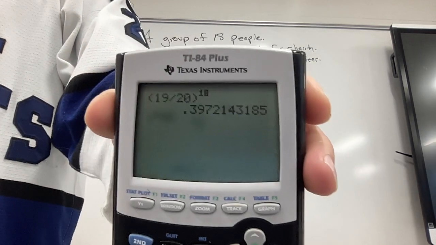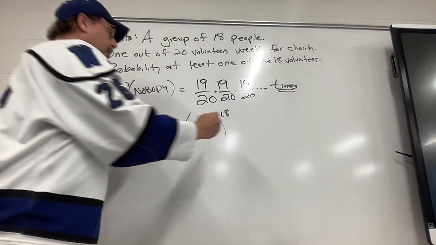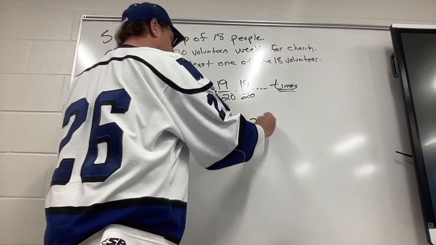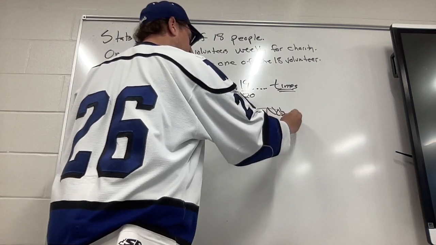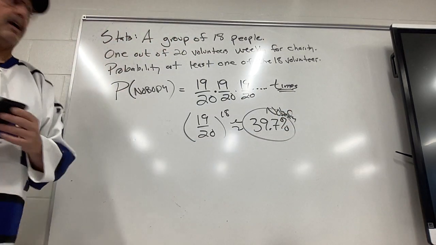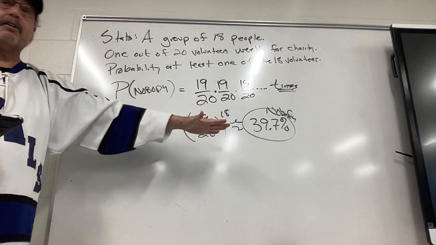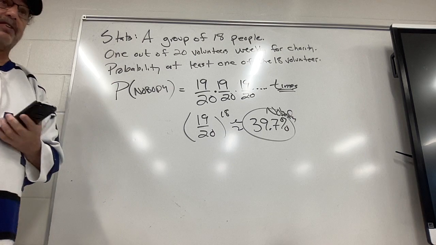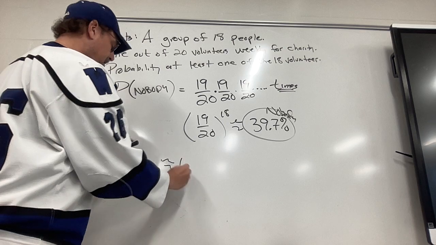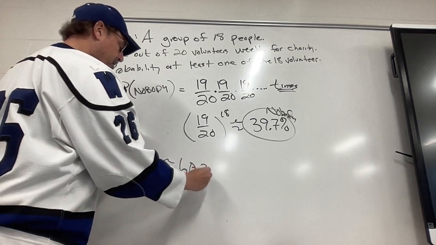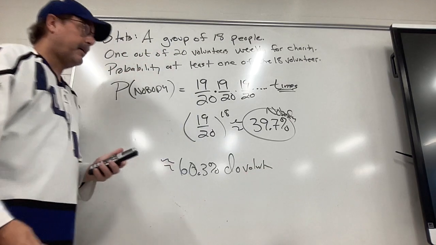And I get 0.397. Cool. So the probability that nobody volunteers is about 39.7%. That is the probability that nobody volunteers. And the question was the probability at least one of the people volunteers. Would that be 100% minus the 39%? Yep. And so that would mean approximately 60.3% do volunteer. All right.